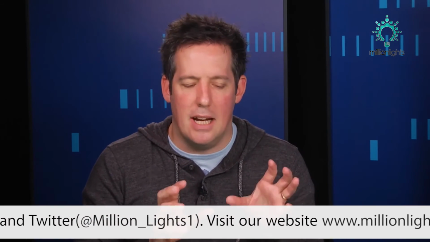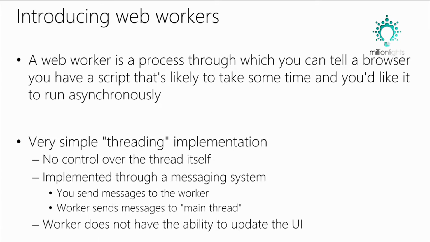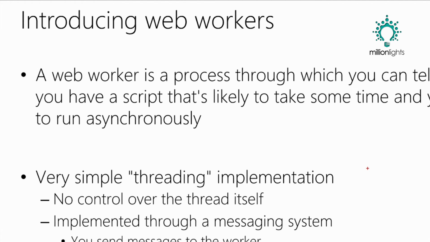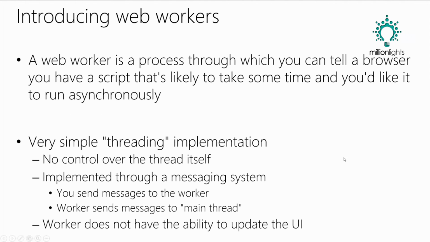Now, if you're looking for full threading support that you might have, say, in a .NET application or inside of a Java application, you're obviously not going to get that here, but this will at least give you what you typically need for most scenarios. So what's a web worker then? Well, a web worker is basically a process where we can tell the browser that we've got some script that's going to take a little while, and we want this to run asynchronously. Now, it's going to be a very simple threading implementation.